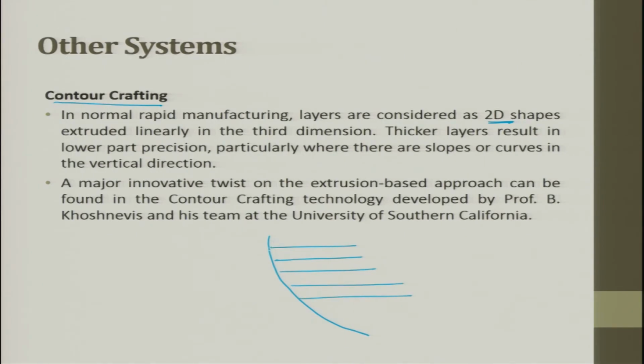So, you look at it. This is what they talk about as the error. The thicker layer results in lower part precision because there is a huge error where the slopes or curves are in the vertical direction. A major innovative twist on the extrusion based approach can be found in the contour crafting technology developed by Professor B. Khoshnevis and his team at the University of Southern California.